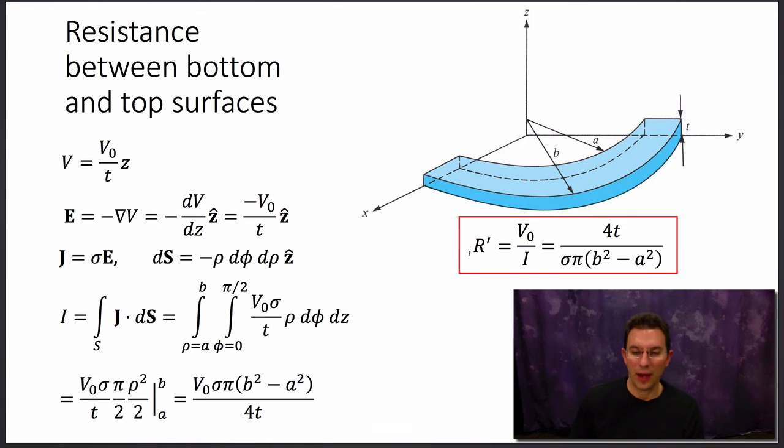Okay, again, to find the resistance, we have to now take V naught divided by the current. Again, the current we found is a function of V naught, so when you take this ratio, the V naughts cancel, and you get this final expression right here for the resistance between the bottom and the top surfaces for this particular geometry.